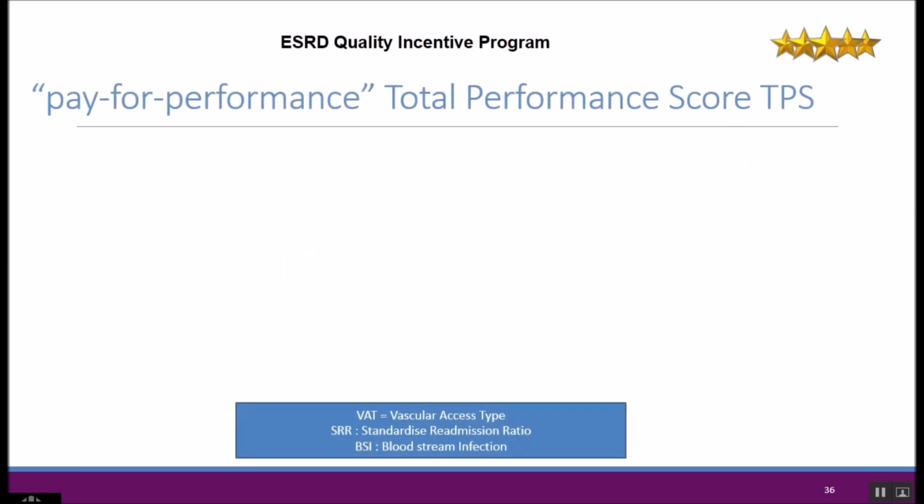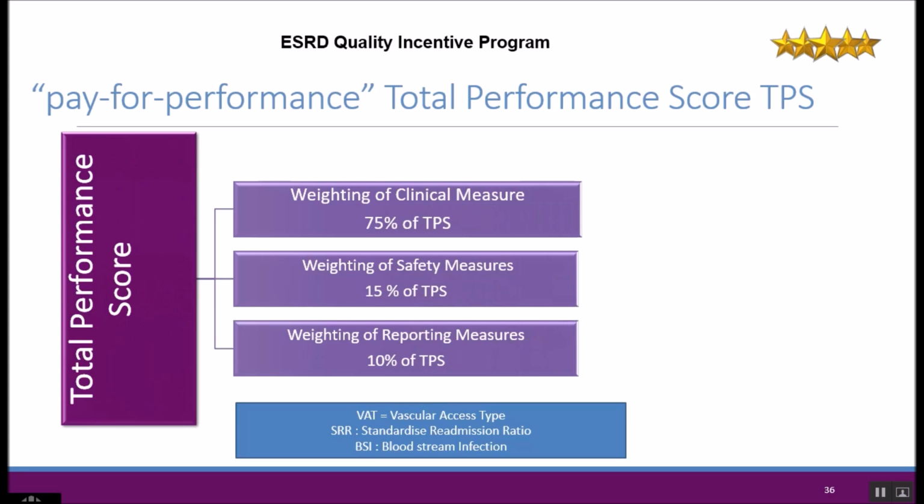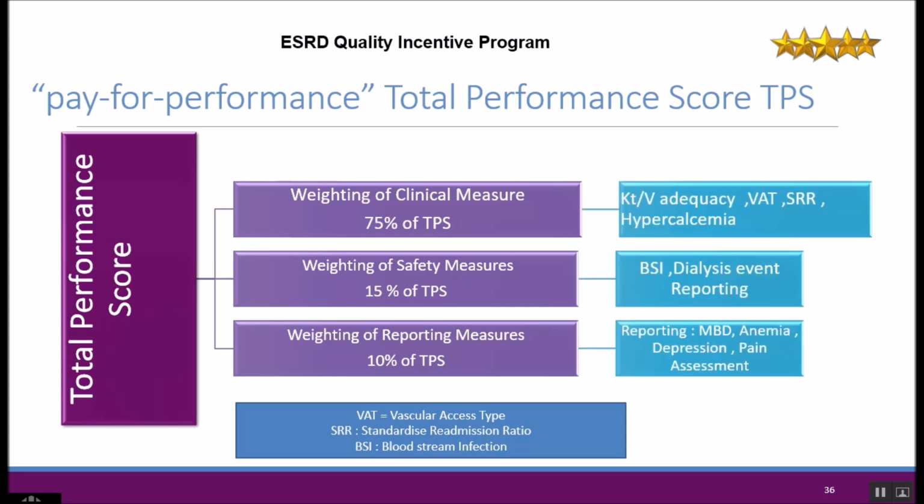So the total performance score depends on the clinical measures, safety measures, and the reporting measures. Examples of the clinical measures are adequacy, vascular access type, hypercalcemia, safety dialysis events, bacteria in blood streams, and reporting of each single data on your patients.